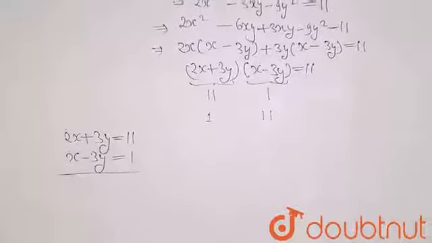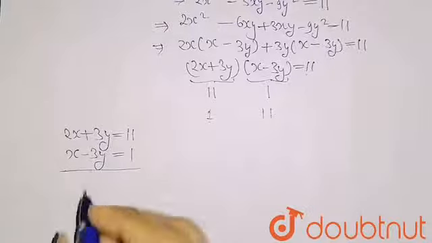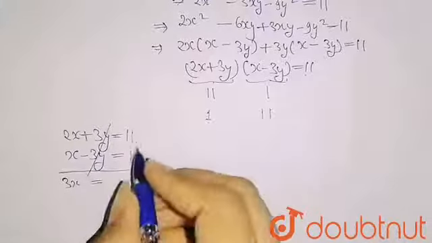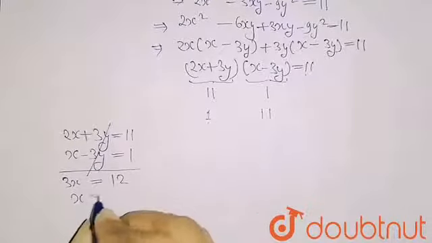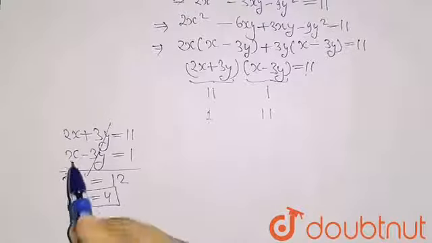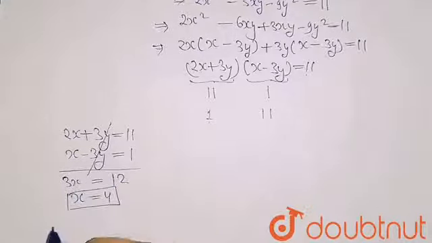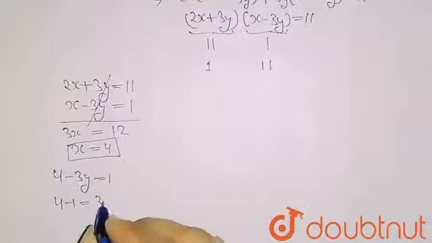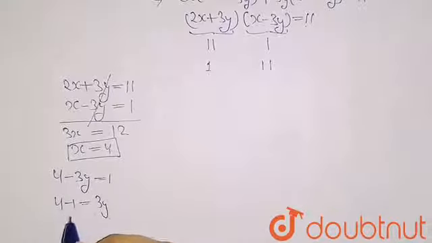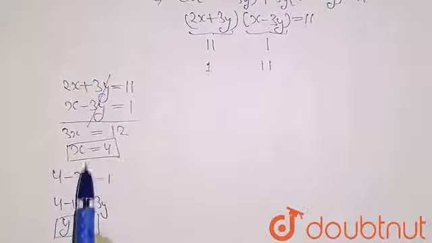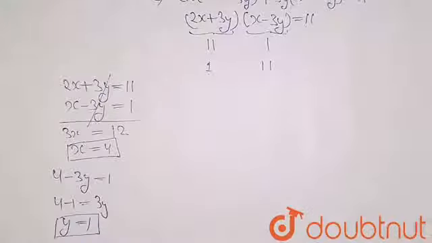Here I will check what the values of x and y are. This will be cancelling. Here I will get 3x equals to 11 plus 1, which is 12, so x equals to 4. Now if you put the value of x in this equation, 4 minus 3y equals to 1, so 4 minus 1 equals to 3y, which is 3, so y will be equal to 1. So here x is coming equal to 4 and y is coming equal to 1.